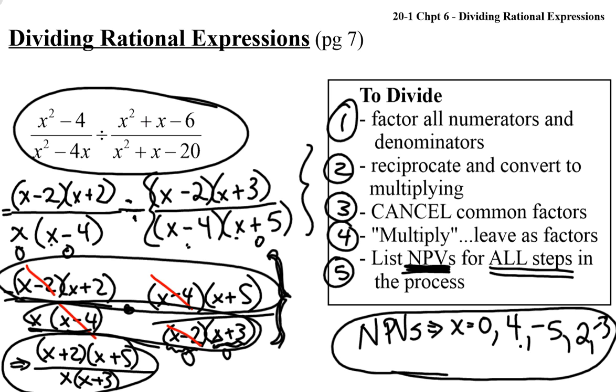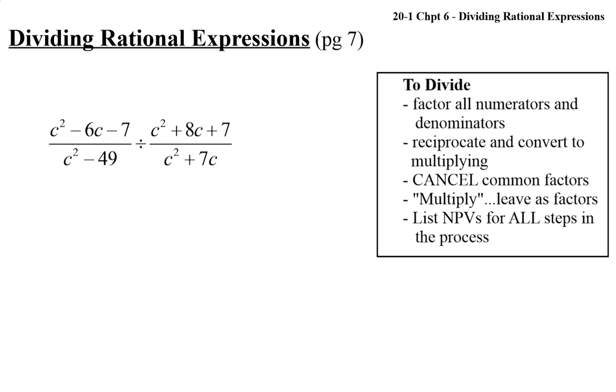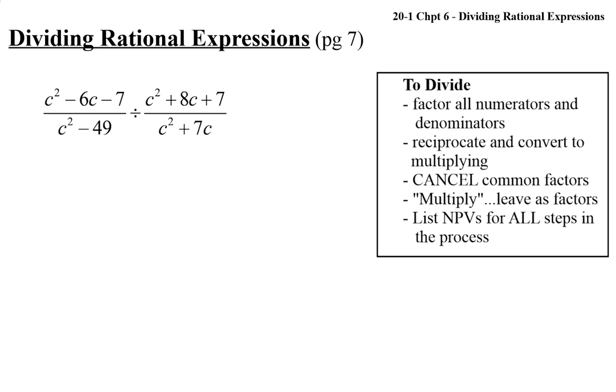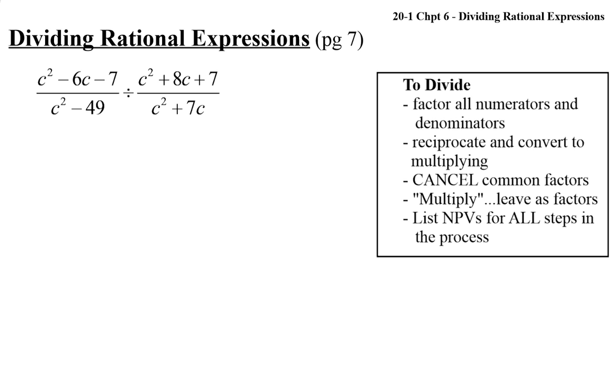So let's take a look at a couple more. Here we go. Now this time we have c squared minus 6c minus 7 over c squared minus 49 divided by c squared plus 8c plus 7 over c squared plus 7c. Just move it up a bit, a little bit more space. So what we're looking at here, the steps, factor all numerators and denominators. You might want to stop the video, give it a try. Otherwise, follow along one more time.